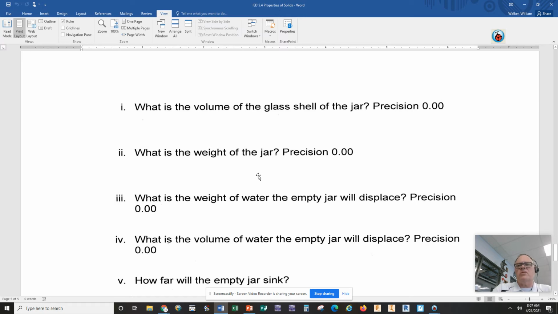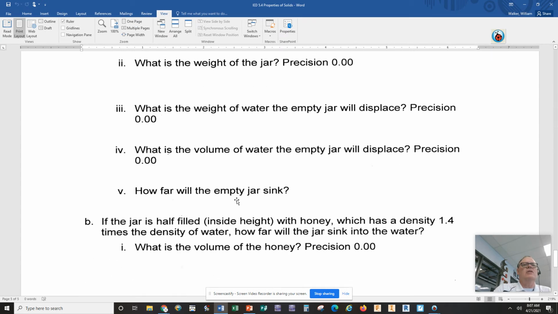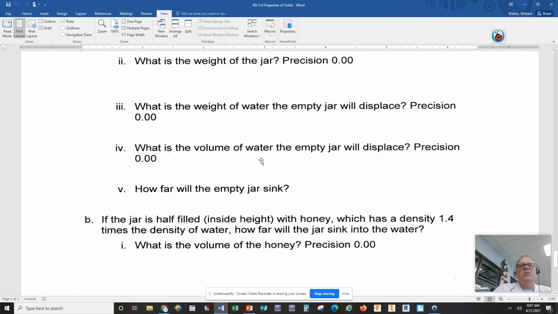Now, a little trick question here is anytime you put a jar in water, it displaces its weight in water. So if the weight of the jar is, say, 5 pounds, then the weight of the water is 5 pounds. So the answer to 3 is the same as the answer to 2 based on the buoyancy principle. So that's an easy question. Just say, same weight as the jar. And then it says, how much volume of water does the jar displace, right?